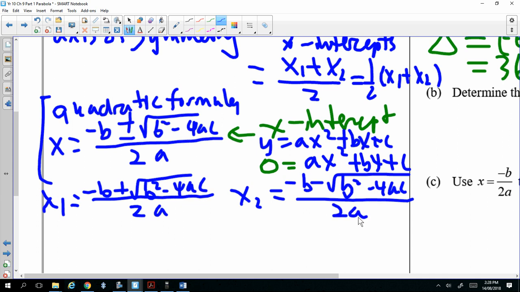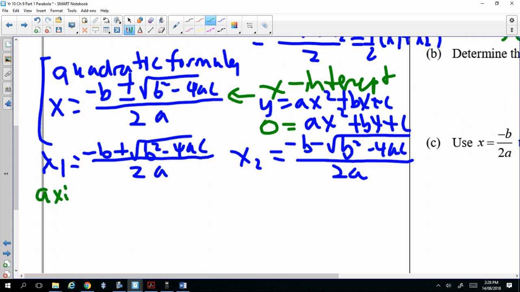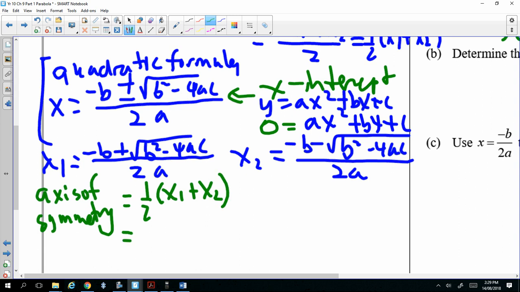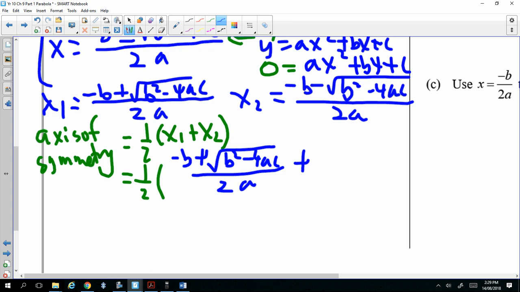So there are two, one with the plus and one with the minus. We're going to find the average of them, to see if we can find a formula for the axis of symmetry. So let's add them together. Axis of symmetry equals half of x1 plus x2, half of minus b plus root b squared minus 4ac on 2a, plus minus b minus root b squared minus 4ac.